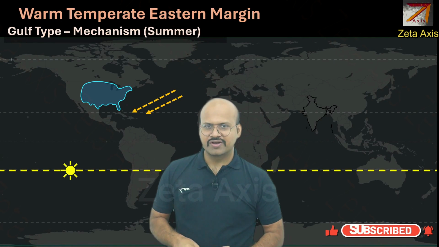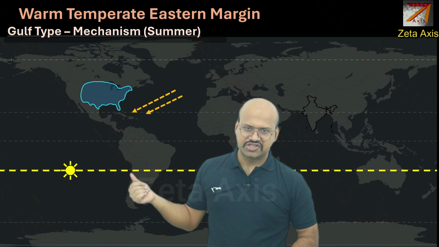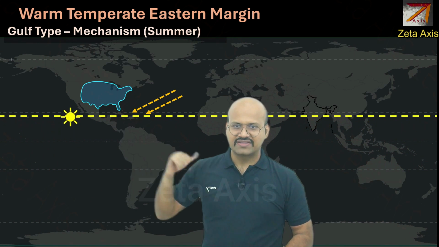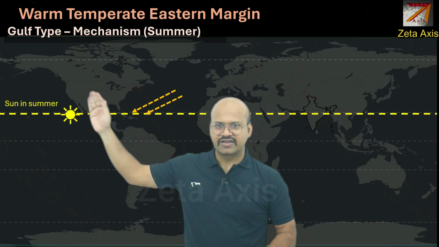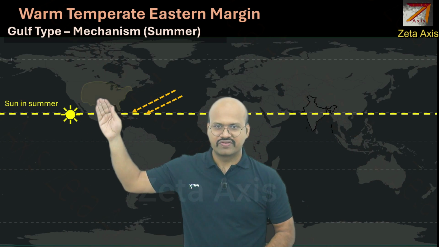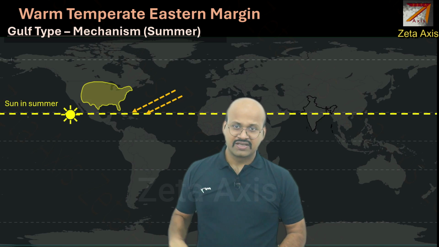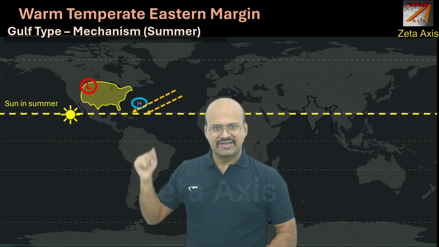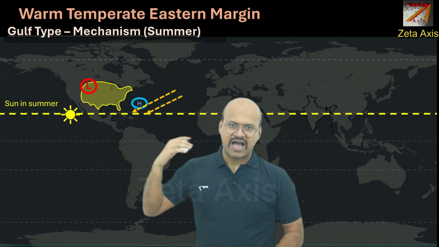But when we come to the summer, we will see that the sun, which is on the Tropic of Capricorn, moves up. It comes back to the Tropic of Cancer. Now we will see that the cold region has been removed and it is now heated up. This region has become warm. It develops a low pressure region. The ocean will have relatively high pressure.